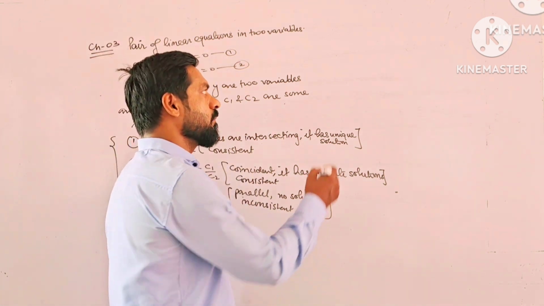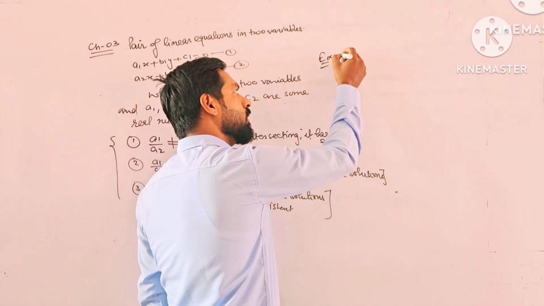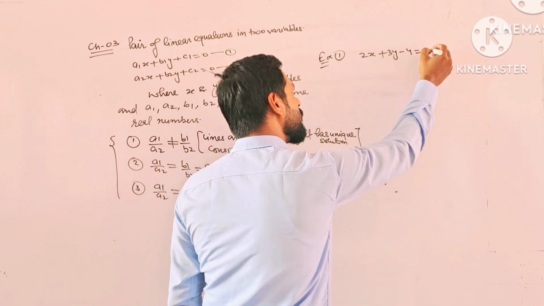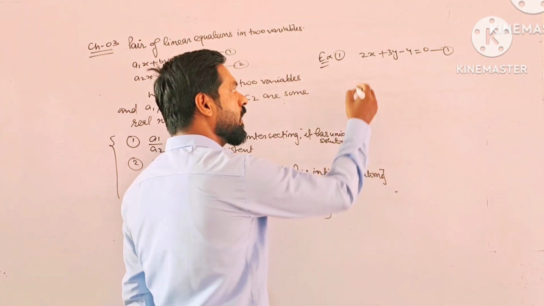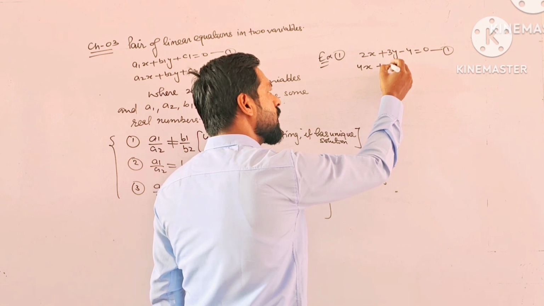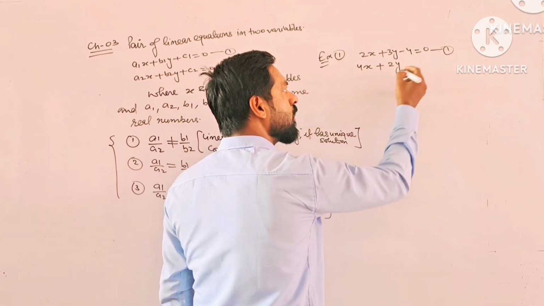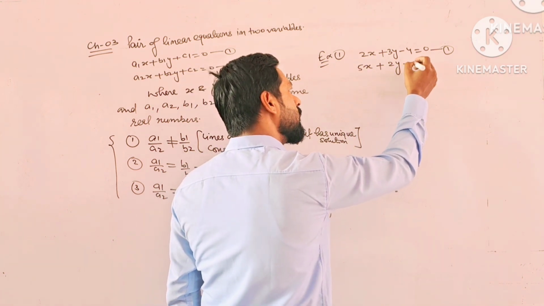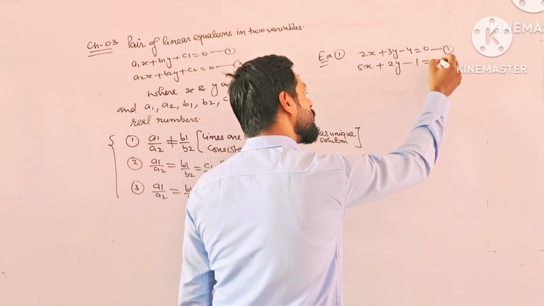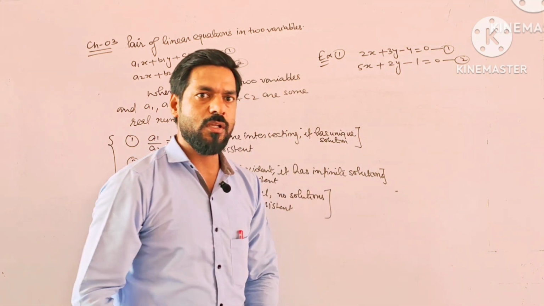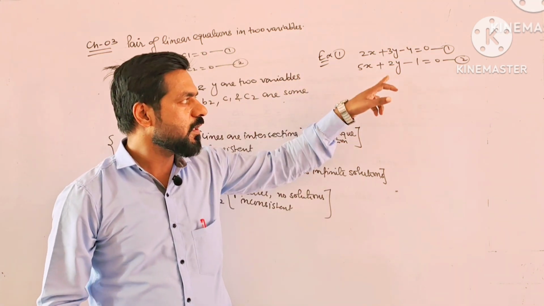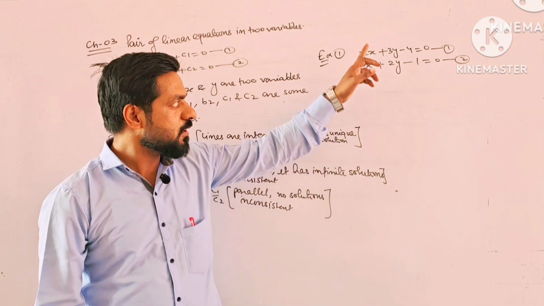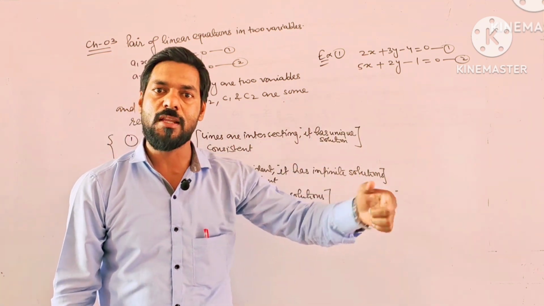Let me tell you one example. Suppose I have written 2x plus 3y minus 4 equal to 0. This is equation number 1. And I have written 5x plus 2y minus 1 equal to 0, equation number 2. And the question is, check whether the pair of linear equation is intersecting, parallel or coincident, or check whether the pair of linear equation is consistent or inconsistent.